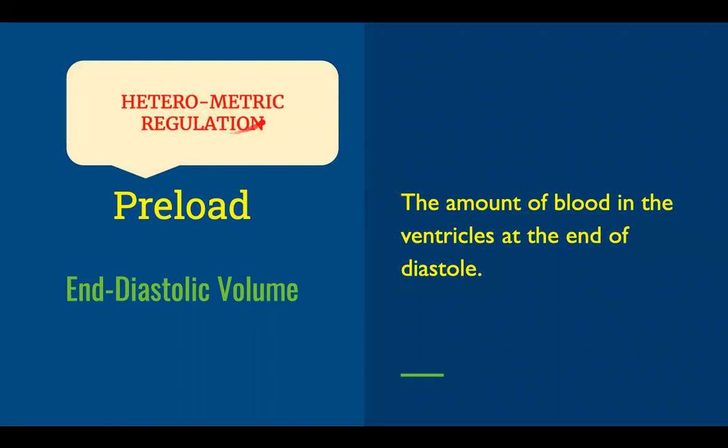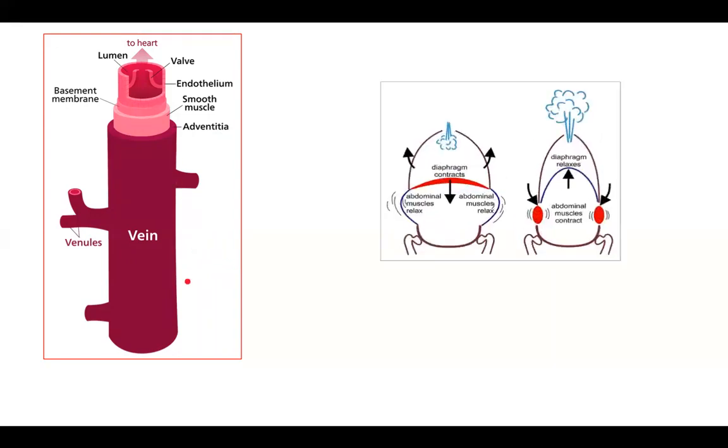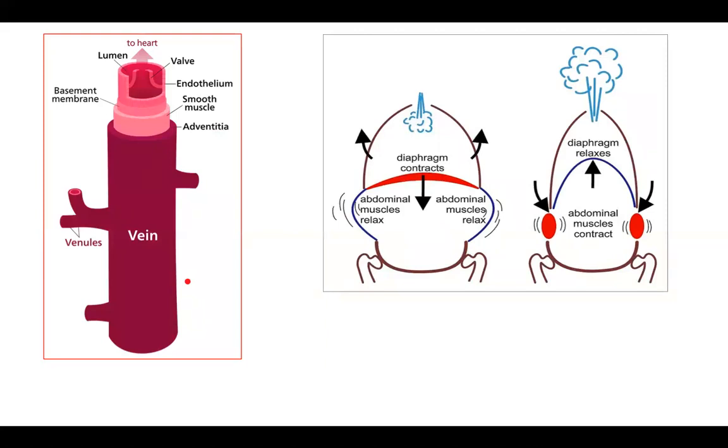And this, to revisit, is heterometric regulation. Hetero means that it is not uniform, that is, the end diastolic fiber length changes. One of the factors affecting it is the pumping of the veins, that is, the skeletal muscle pump. These veins are surrounded by skeletal muscles, and when they pump rhythmically, blood is forced towards the central pool, and then towards the heart, increasing the end diastolic volume.